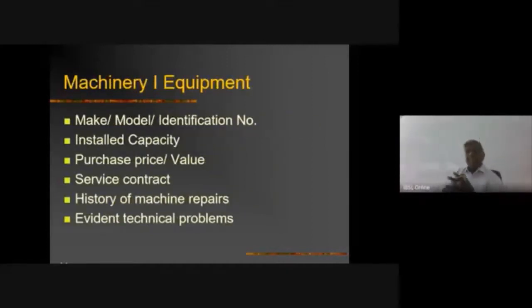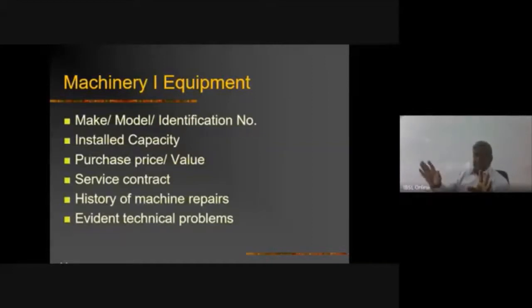Then machinery and equipment. These are fixed assets. First you looked at the land, then the buildings, now the machinery. In the case of a new project or new enterprise, sometimes the building and machinery would already be there. In that case, you have to see those things. Machinery: what is the make, model, identification number? Most machineries have identification numbers, so you have to take those down.